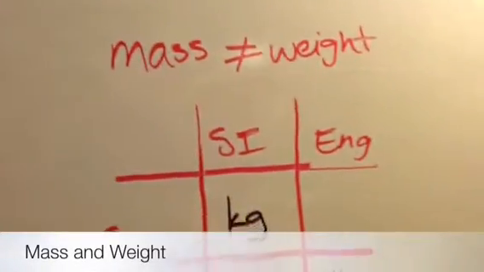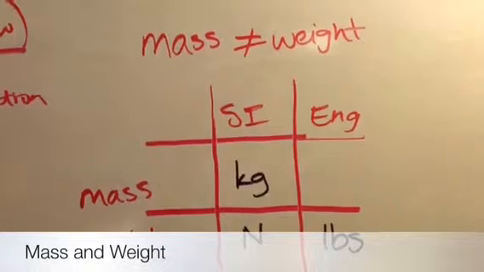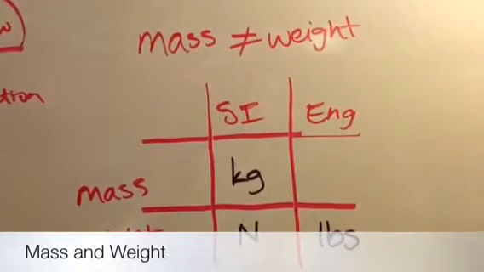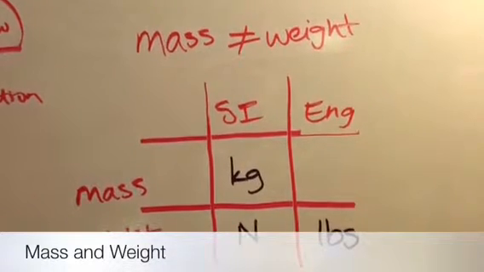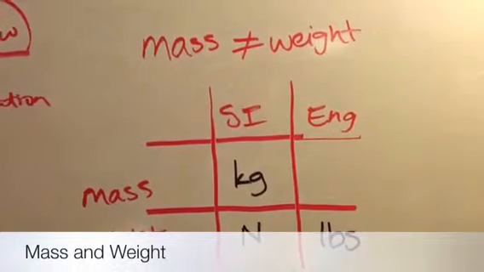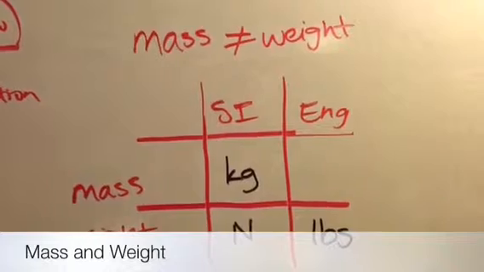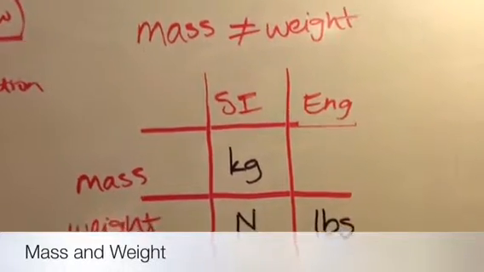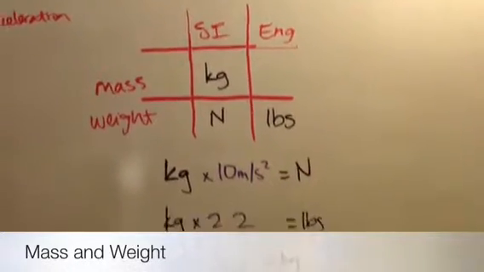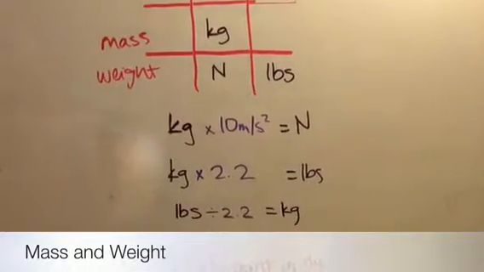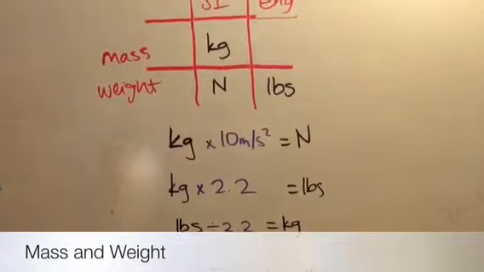Mass measures the amount of stuff an object has, and is always measured in kilograms. Remember, mass is not weight. Weight is mass times gravity and is measured in newtons. To get from kilograms to pounds, you multiply by 2.2. To get from pounds to kilograms, you divide pounds by 2.2.